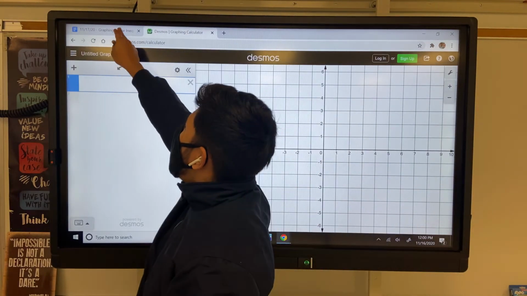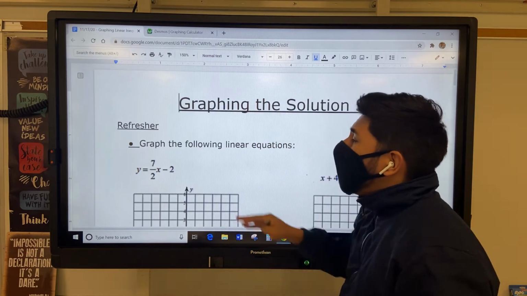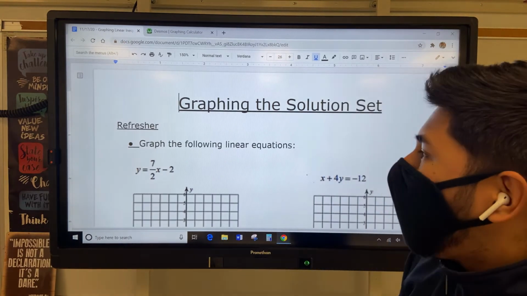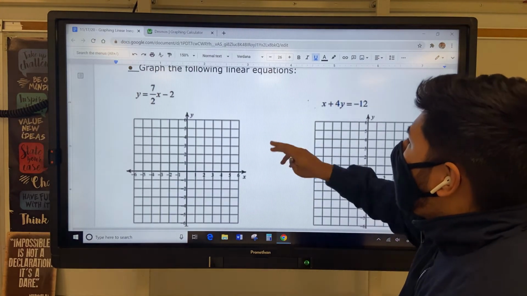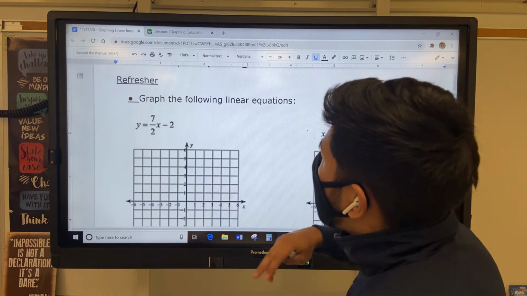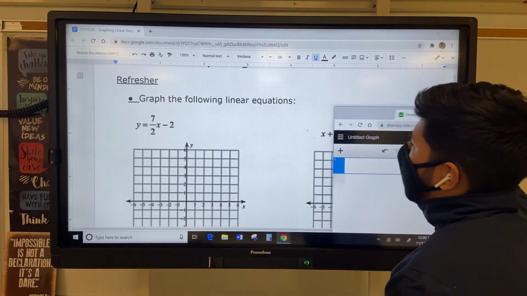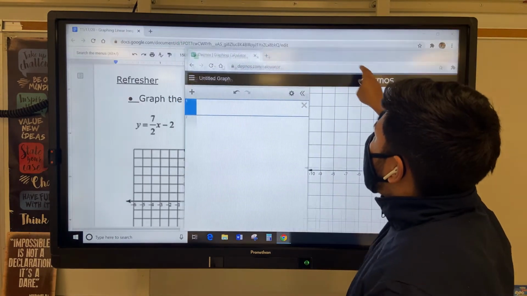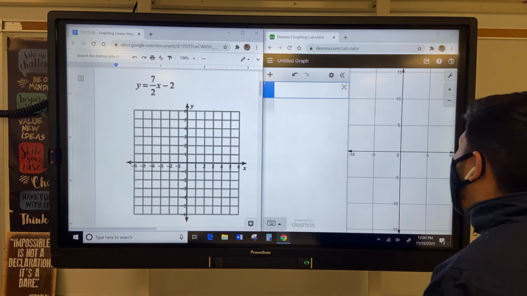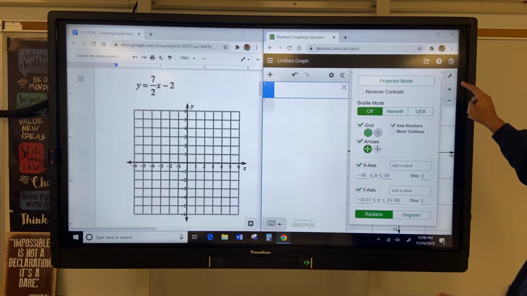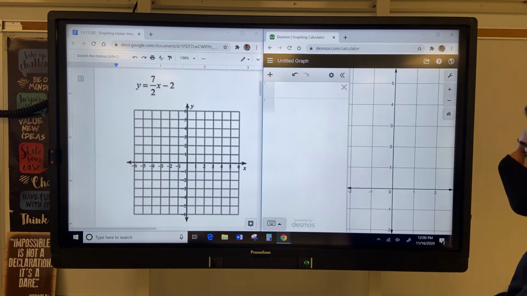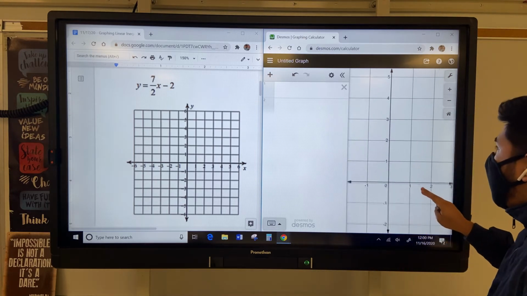Let's look at the notes. So this is a refresher. Sorry, my throat's a little coffee. We're going to go ahead and try doing this by hand, and we'll double check with Desmos. So I'm going to put it right here on the side so we can double check right now. So right here is just the line, ladies and gentlemen. It's just a line, okay?